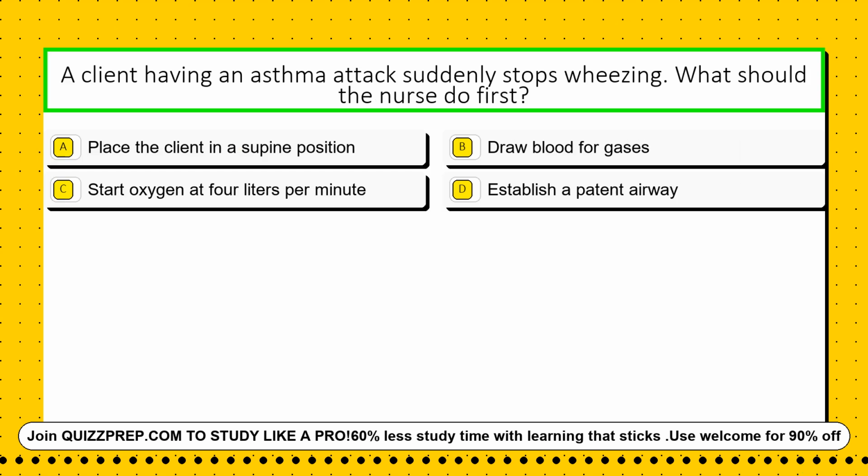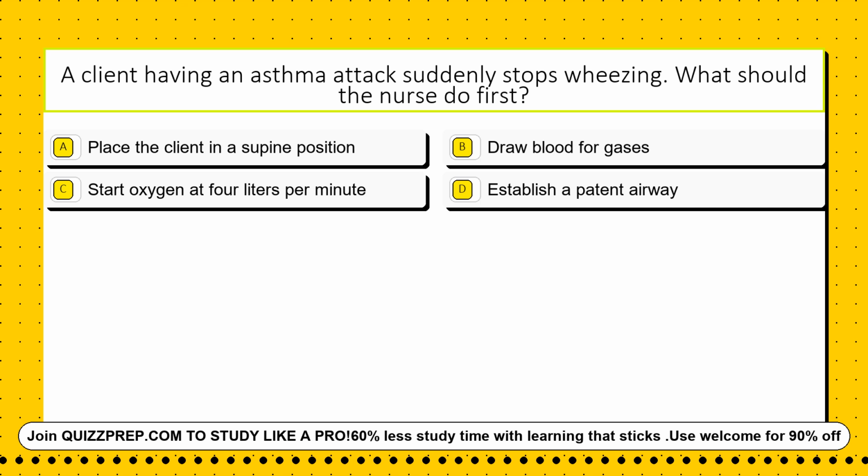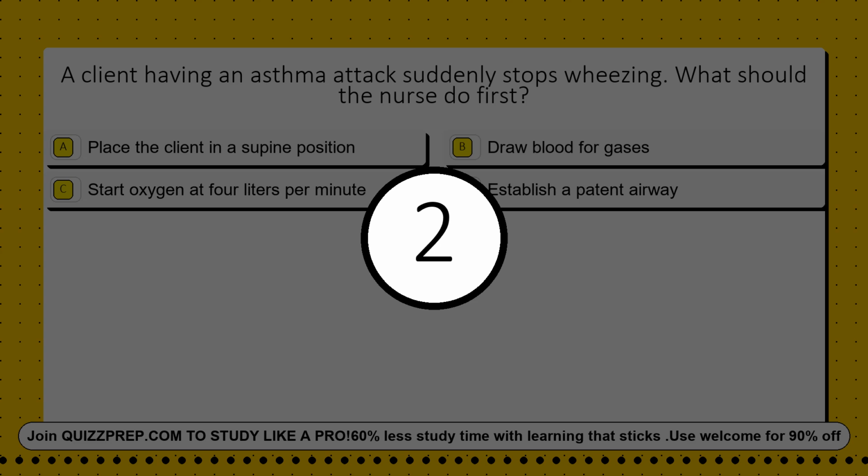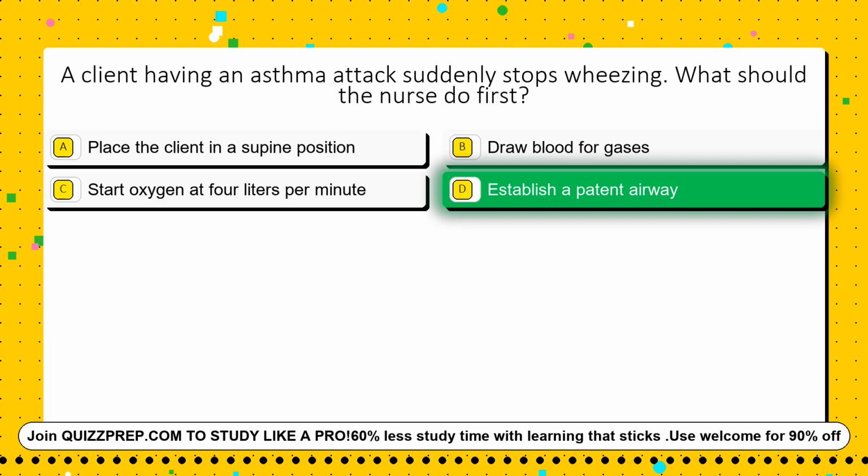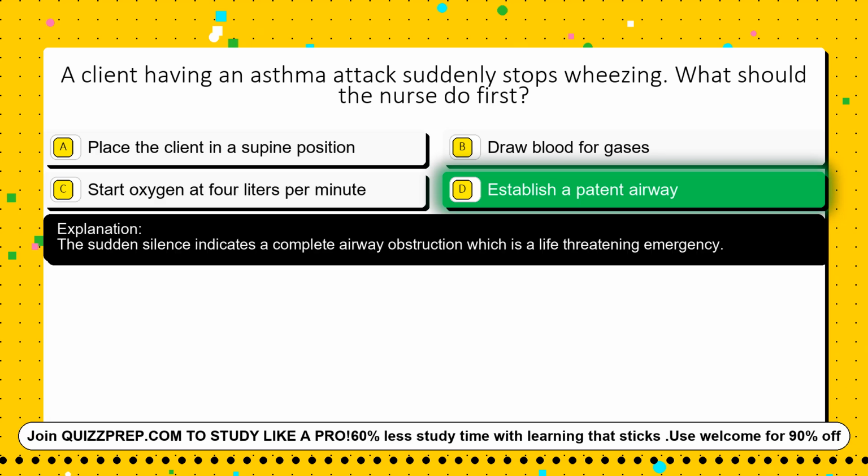Question 136. A client having an asthma attack suddenly stops wheezing. What should the nurse do first? Option A, place the client in a supine position. Option B, draw blood for gases. Option C, start oxygen at 4 liters per minute. Option D, establish a patent airway. The correct answer is option D, establish a patent airway. The sudden silence indicates a complete airway obstruction, which is a life-threatening emergency.